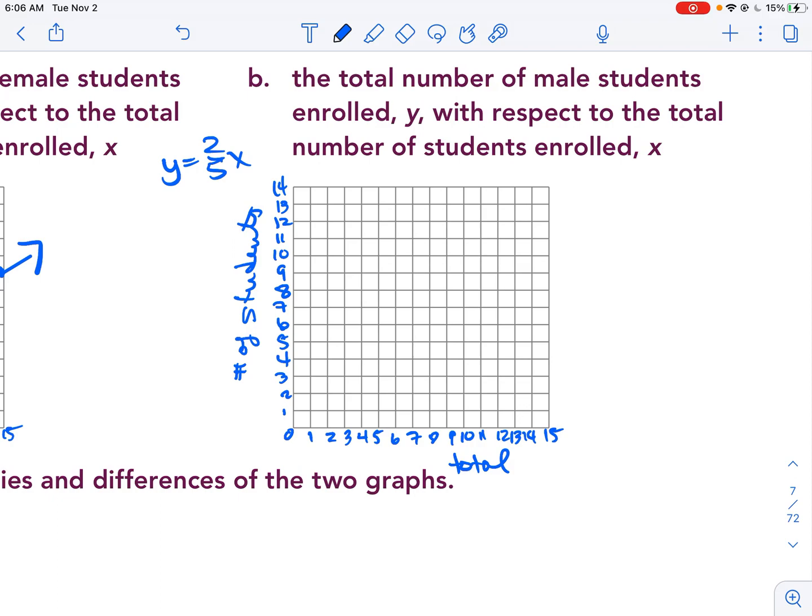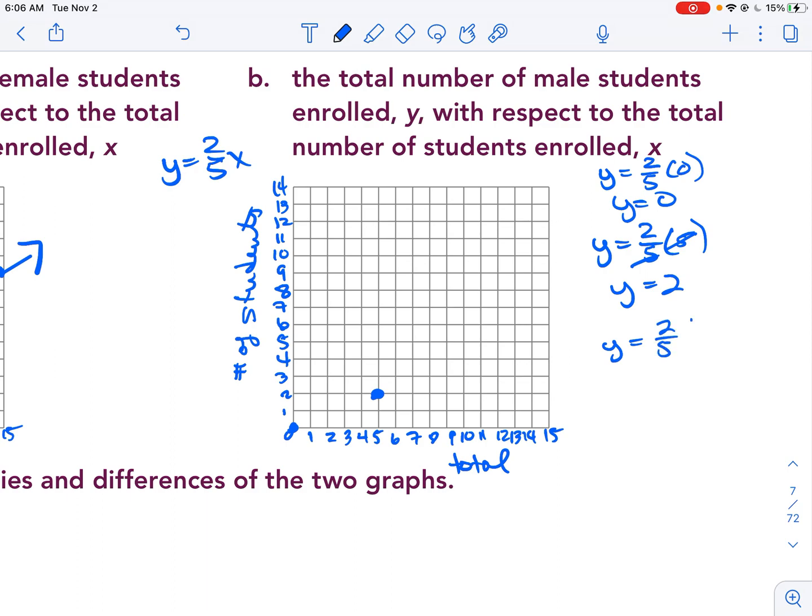Okay, so I'm actually going to plug it in over here, 2/5. If I plug in 0, that gets me y equals 0. If I plug in 5, I'm doing this so that it cancels out the denominator, I would get 2. I'm going to plug in 10. 5 goes into 10 twice. I would get 4. So 10, 4.